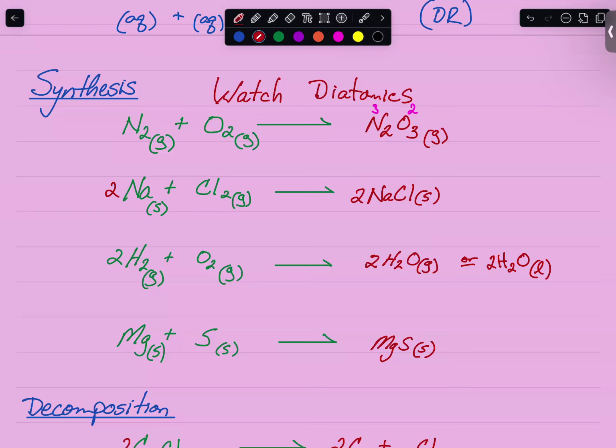Now, let's look at this last one. We've got two solids. This one's kind of an interesting scenario, but it shouldn't be confusing. Solid, solid is going to make a solid. The only time we're using liquid is when we're dealing with water. Okay? So solid, solid make a solid, and this one balances out quite nicely formula-wise because magnesium's +2, sulfur is -2, and we like that.